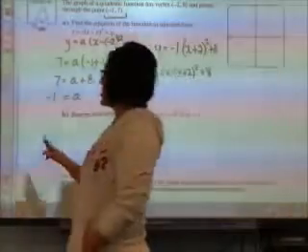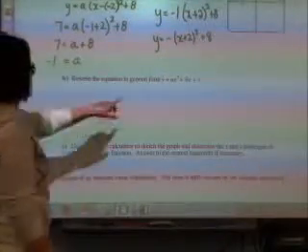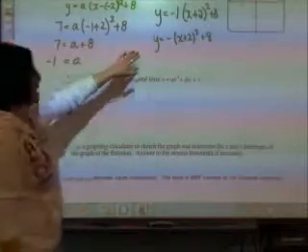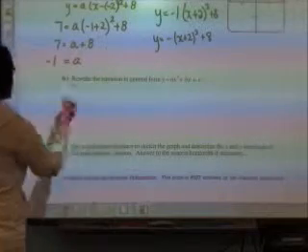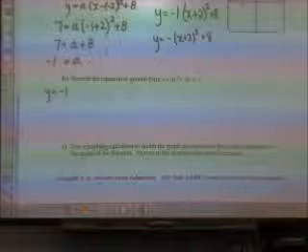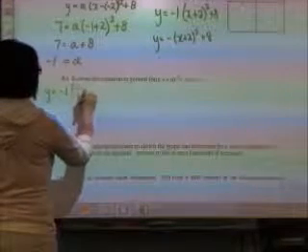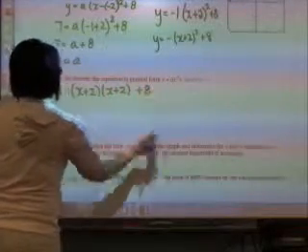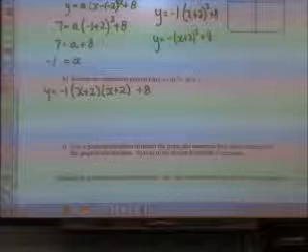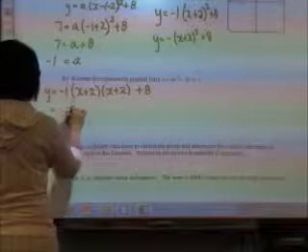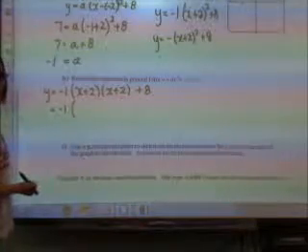Now, part B says rewrite the equation in the general form. General form means no brackets. So what it means is expand this out. So when I go to expand this out, I am going to write the -1 so I don't forget about it. But the x plus 2, I'm going to physically write it out twice. The reason why I'm going to write it out twice is so that I don't make a mistake when I go to use the distributive property.